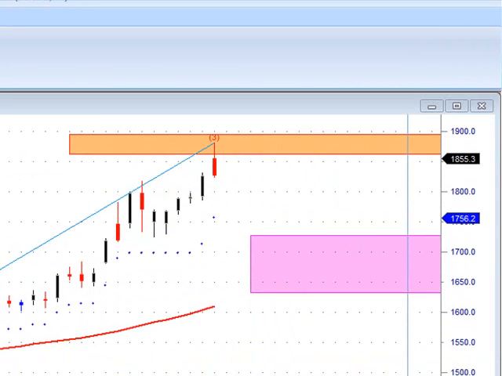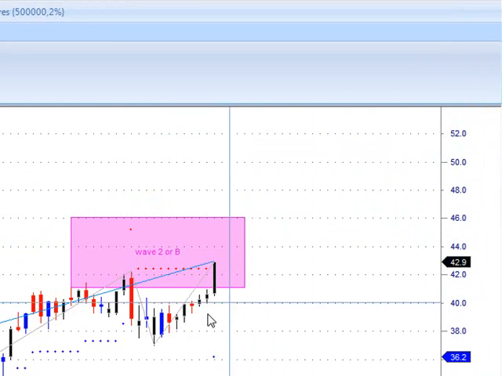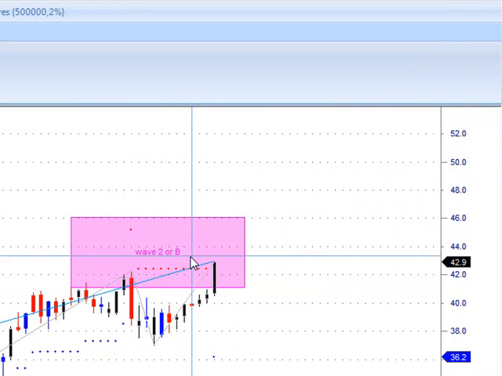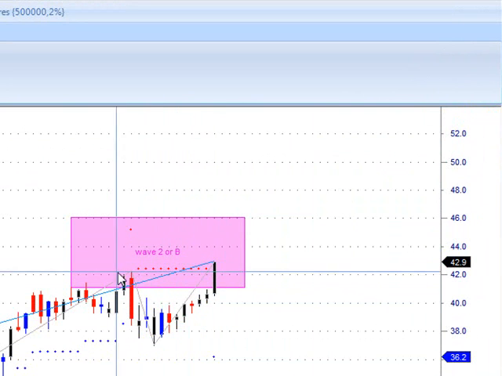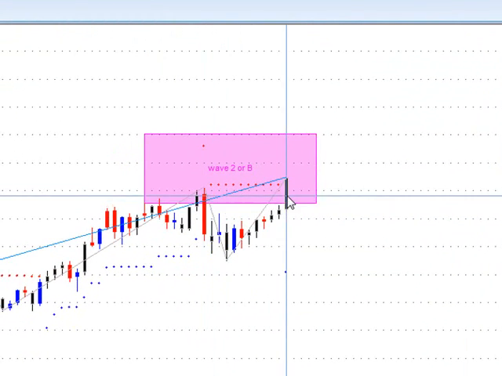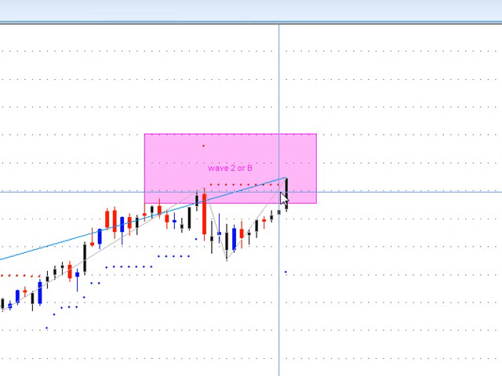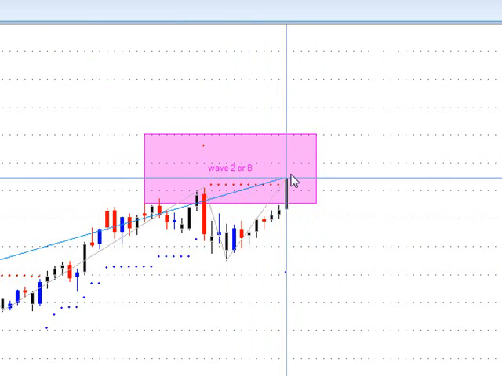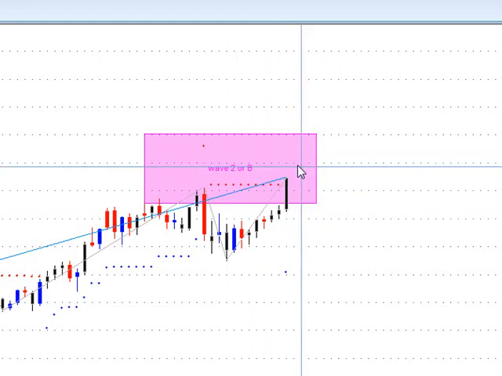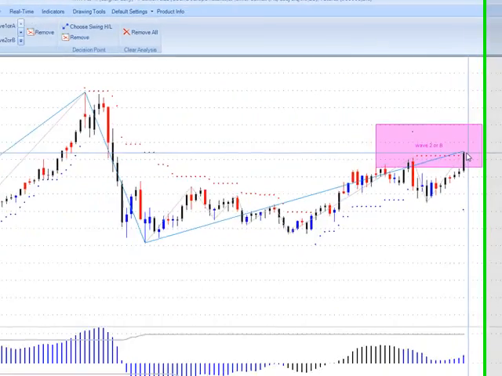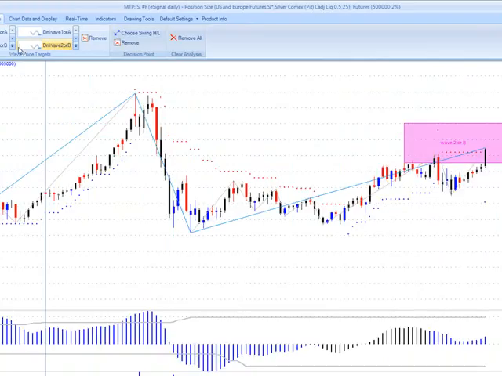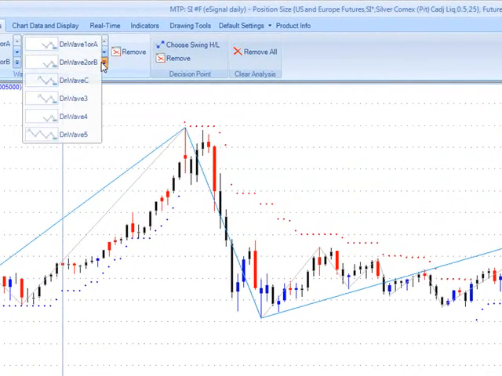Let's just take a look at silver. I guess silver's still kind of stuck in this wave 2 or B area. It did make some progress, took out that prior swing high there at 42.90. So we'll see if that can take that area out, or if we project wave C down on this market. Let's go down wave C.